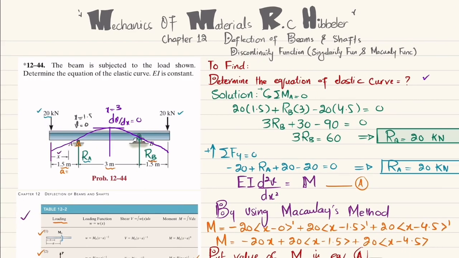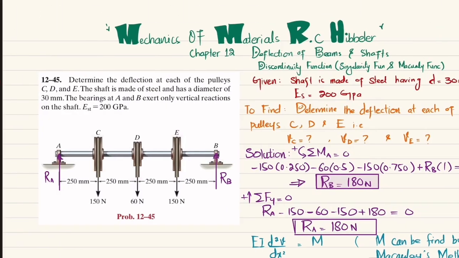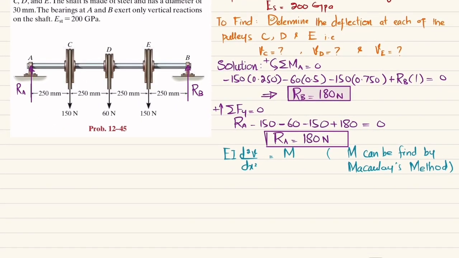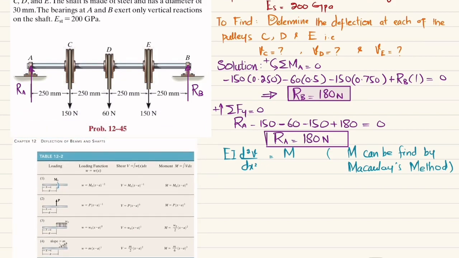So I will copy it from the previous problem which I have solved. Let me copy it and paste it over here. You can see here all the loadings are point loads. We'll start from the left-hand side and count each force except the last one. We will ignore the right-hand side. So this is the loading for point loading, and the moment equation is this one.